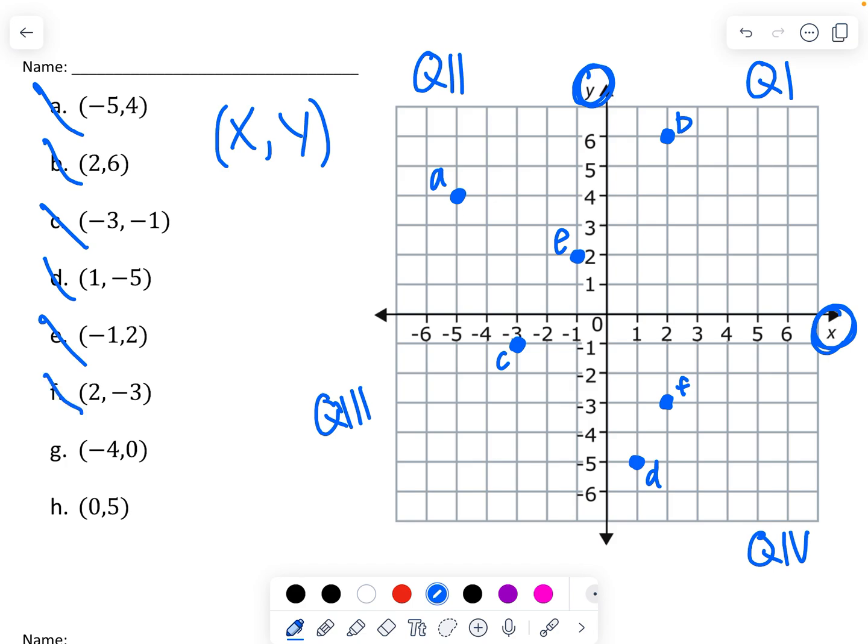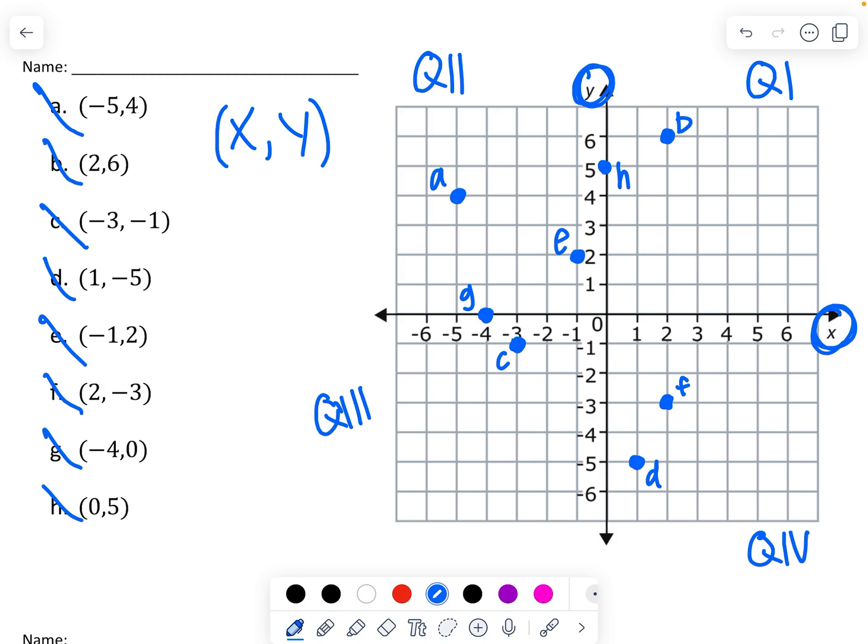Point G, so start at 0, and we're looking for -4, 0. So we're going to go to the left 4, and then we're just going to stay there. We're not going to go up or down because our y is 0. So that would be G. And then our last one is H, and that's 0 and +5. So start at 0. Now our x is 0, so we don't move right or left at all. We stay there, and then we find +5 on the y-axis. So we go up to +5. And that is H.